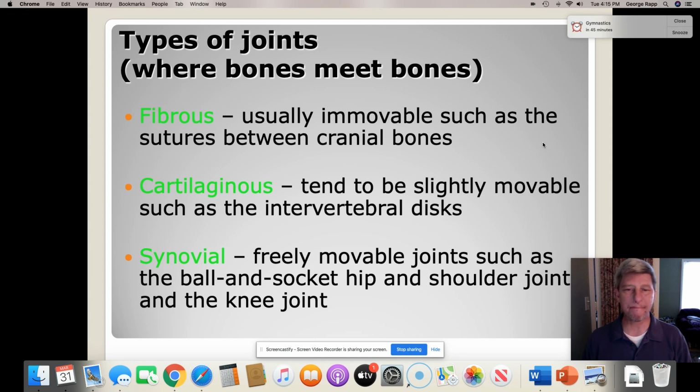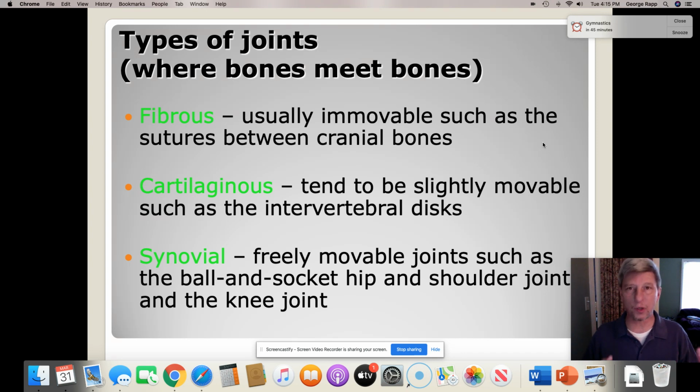Cartilaginous joints tend to be slightly movable, and these are ones that you find between the intervertebral discs. Now, remember, the intervertebral discs themselves are made of cartilage. They're fibrocartilage. So the cartilaginous joints are joints where there's a solid piece of cartilage sitting between them. Finally, the synovial joints are the ones that are freely movable.